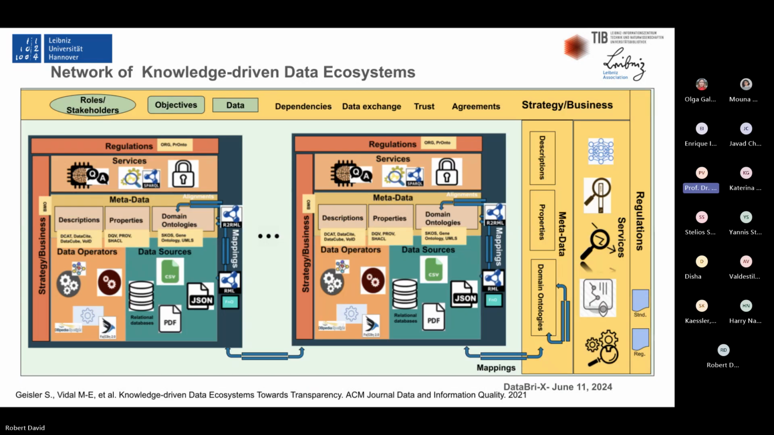These knowledge-driven ecosystems are also connected. We have developed these ecosystems where, for example, one data ecosystem corresponds to all the data that belongs to a particular partner, and then we have a data ecosystem for each of the different partners, and we connect everything. The knowledge graph is the one that supports these connections.